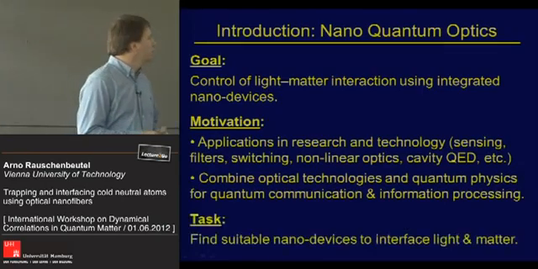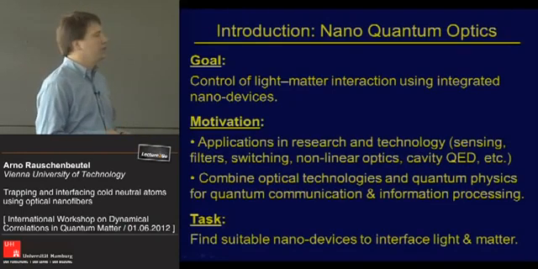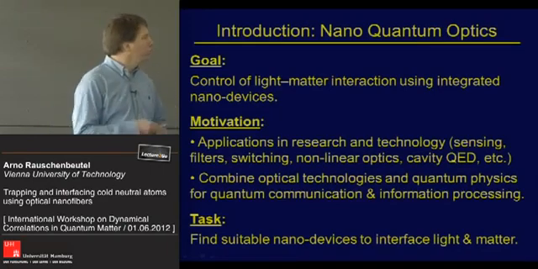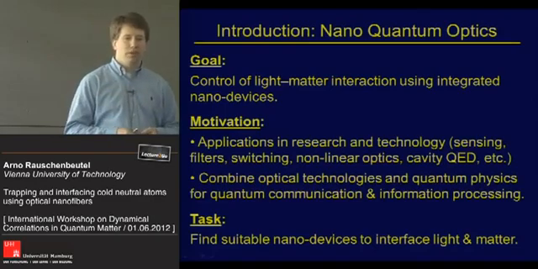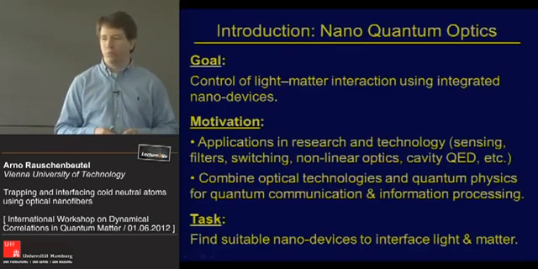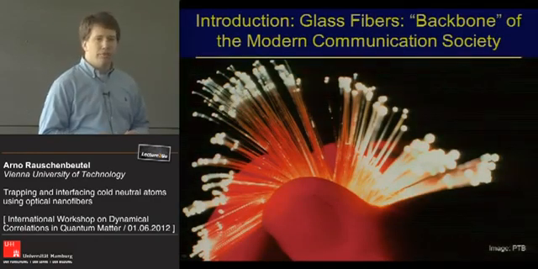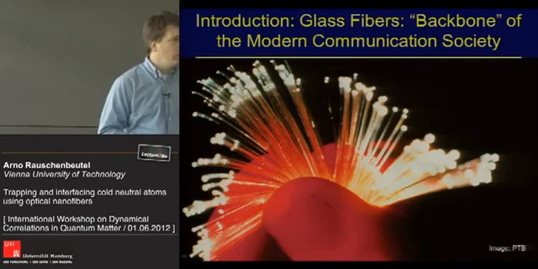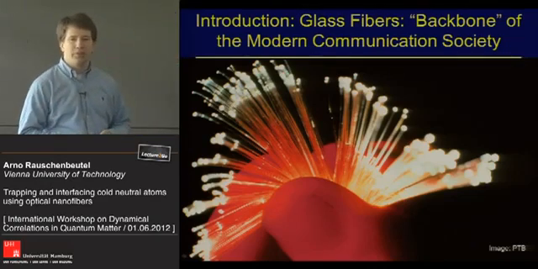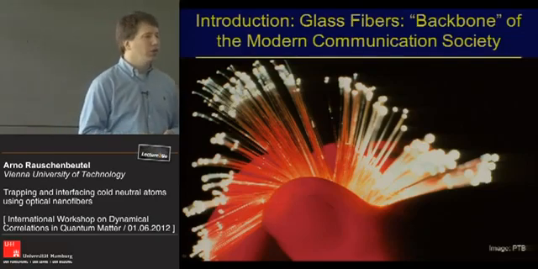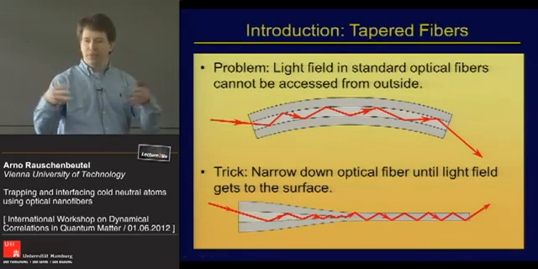And so the task we have to tackle now is to find suitable nano devices for interfacing light and matter. And of course, it would be great if they were directly linked to optical fibers. And what I will be showing you in my talk is that this task can actually be carried out using optical fibers themselves. Of course, at a first glance, using optical fibers for coupling light and matter seems like a bad idea, because optical fibers are made to protect light from the environment.